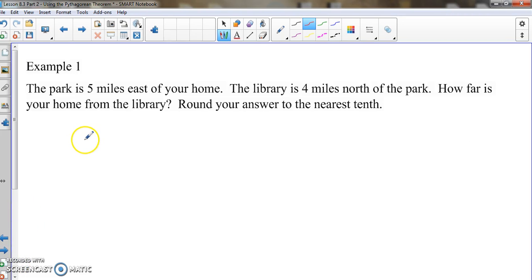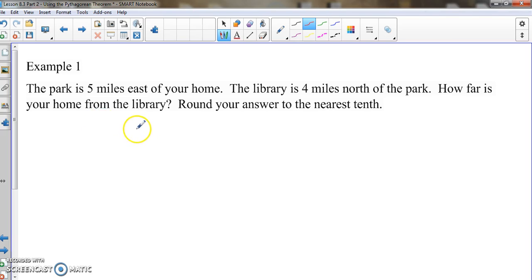All right, with all of the word problems that you guys are going to be learning in this lesson, you should be pretty much drawing right triangles for all of the pictures so that you're labeling correct parts. So if we look at this first one, it says the park is 5 miles east of your home. The library is 4 miles north of the park. How far is your home from the library? And then it says to round your answer to the nearest tenth.